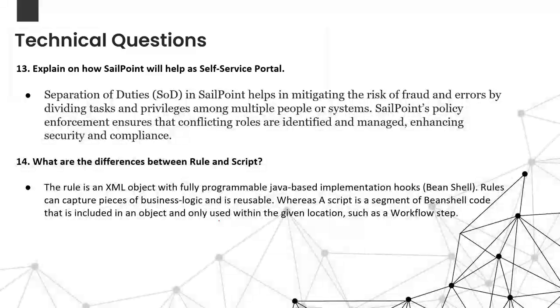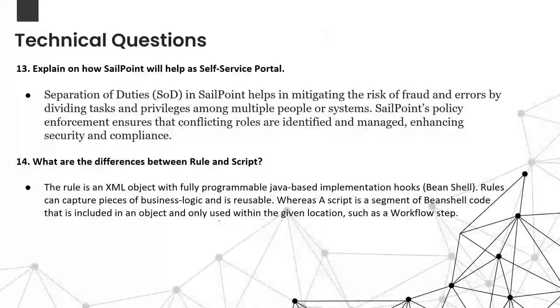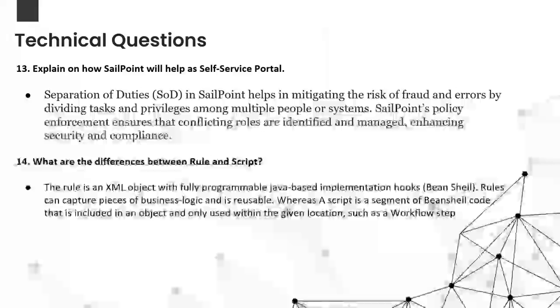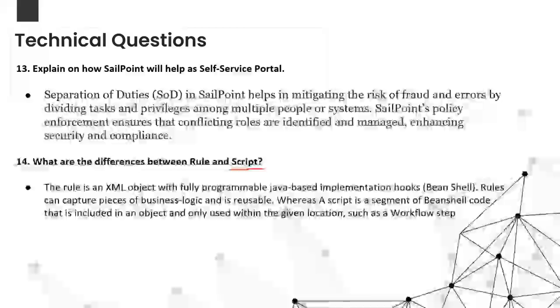Next, another popular technical question is what is the difference between a rule and a script. A rule is reusable. If you define a rule once, it's more than enough, and it can be used for multiple applications as well. But a script is specific to that particular application only. That is a restriction.